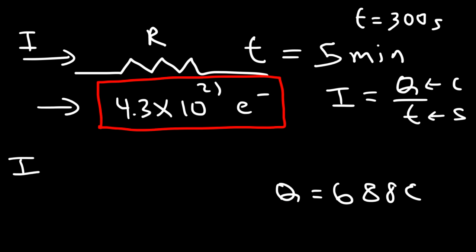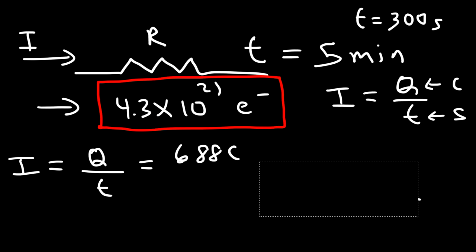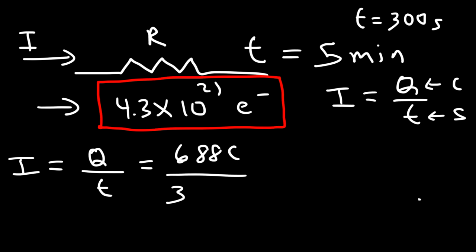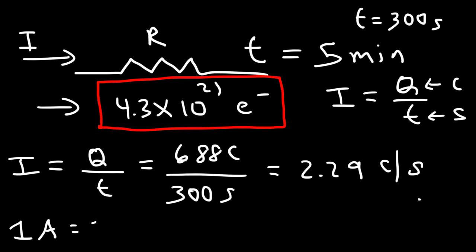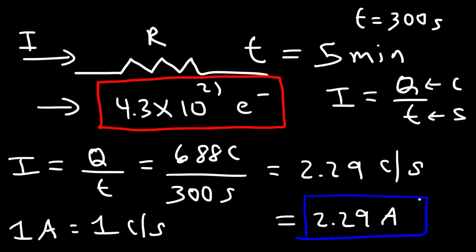And so the electric current is going to be the amount of charge that flows per unit second. So it's going to be 688 coulombs, and we're going to divide that by 300 seconds. And so this is going to be 2.29 coulombs per second. And recall that 1 amp is 1 coulomb per second. So 2.29 coulombs per second really is 2.29 amps. Therefore, this is the current that flows in a circuit.